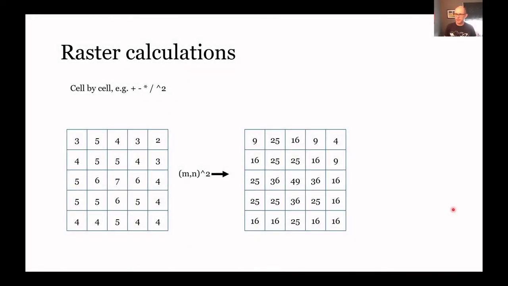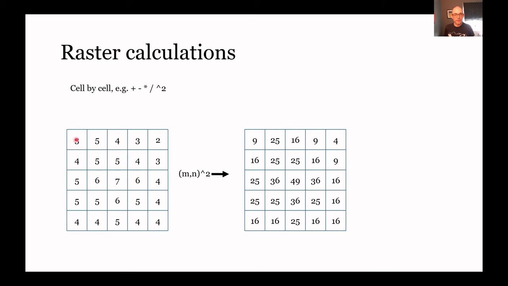So raster calculations. I said previously that we would look at this now, so let's do that. Cell by cell, just taking a number and applying it to each value in the raster, to each cell or pixel. Pixel if it's remote sensing data, cell if it's other data. We'll just say cell for the sake of simplicity here. So we multiply cell by cell, or divide cell by cell, or add, subtract, or do something cell by cell.